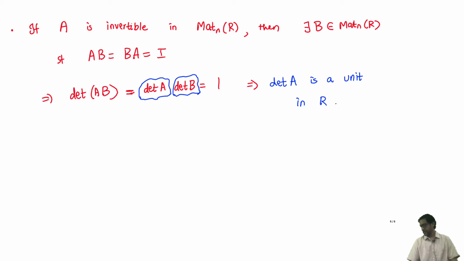So that's one half of the proposition. Now let's prove the converse, that if the determinant is invertible in the ring, then the matrix A has an inverse matrix. So let's do the converse now. If the determinant of A is a unit.